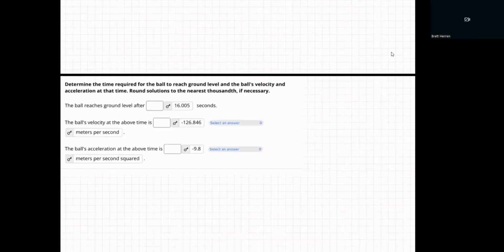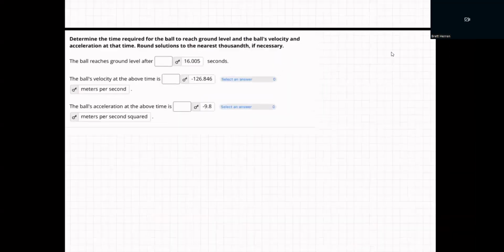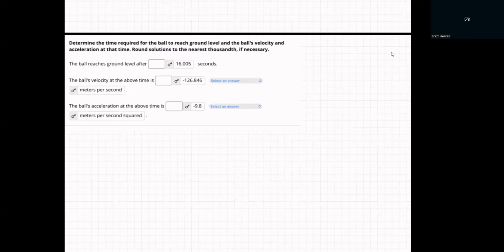All right, there's more. But wait, there's more. It's like a great infomercial. All right, here we go. Determine the time required for the ball to reach ground level. All right, so when is the ball going to hit the ground?